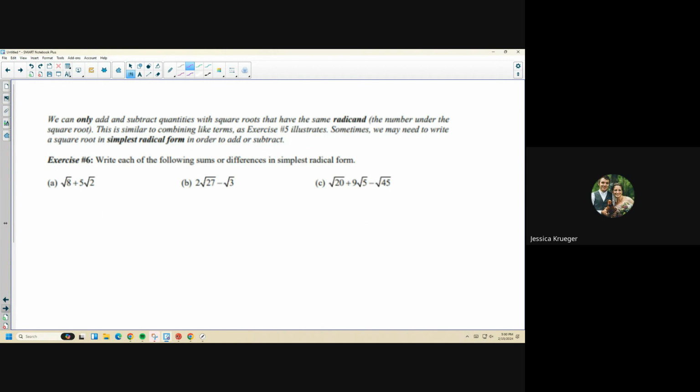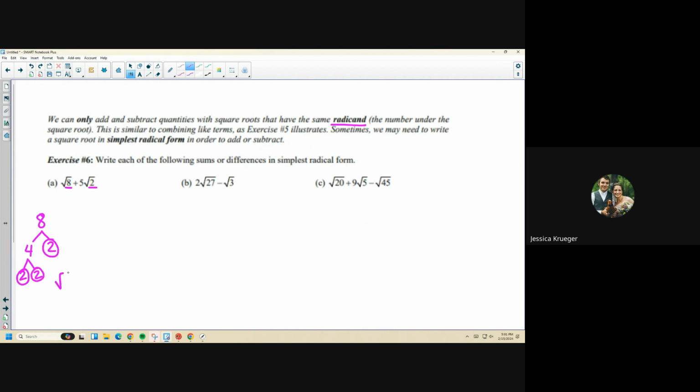Since we can only add and subtract quantities with square roots that have the same radicand, that's the number under the radical, we need to sometimes simplify them before we know if they're the same or not. So in part A, these radicands are not the same. However, square root of 8 can be simplified. 8 can break down into 4 and 2. 4 can break into 2 and 2.